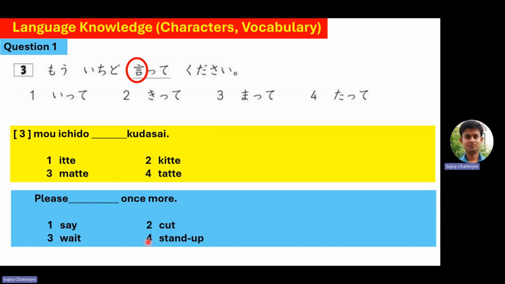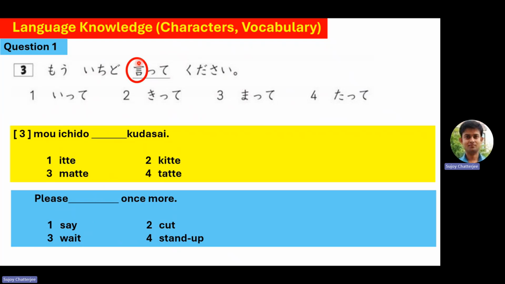Now, grammatically, any one of these can be the answer, because moichido itte kudasai means please say once more. Moichido kitte kudasai means please cut once more. Please wait once more will not be the answer. Please stand up once more can be the answer. So 1 and 4 are the most probable options.